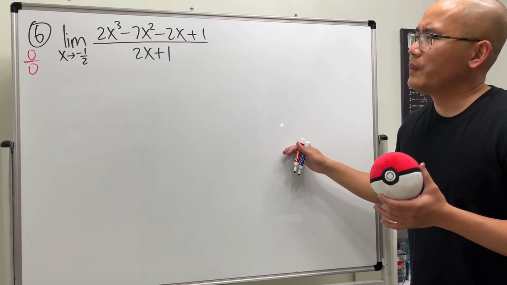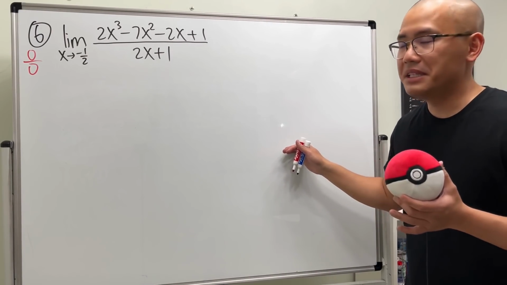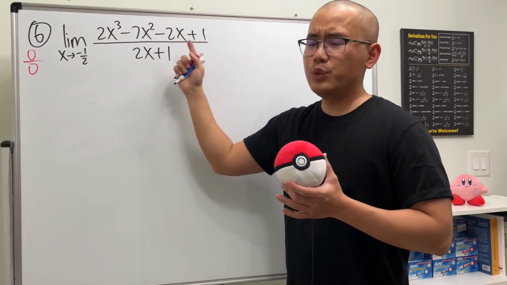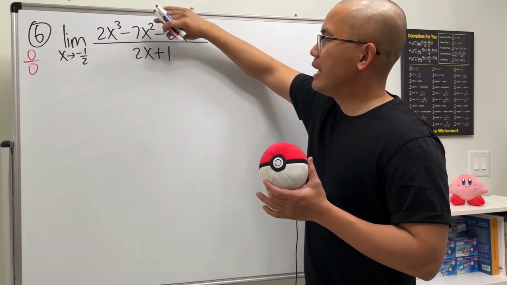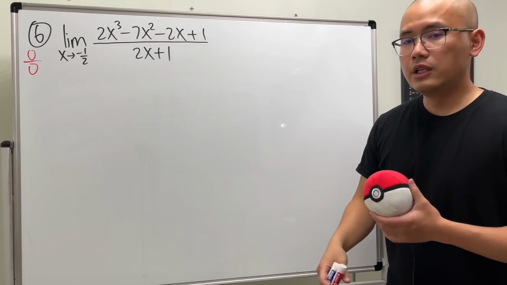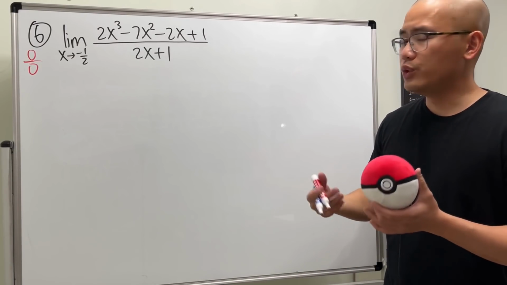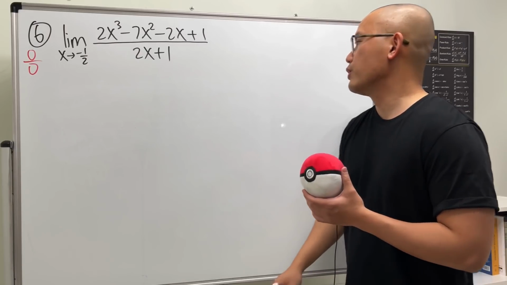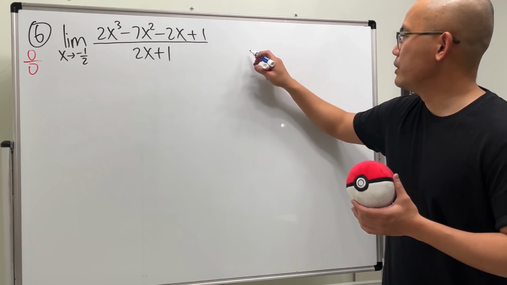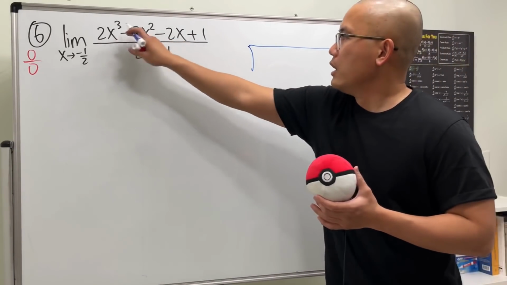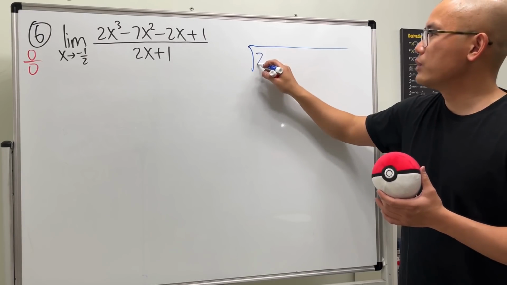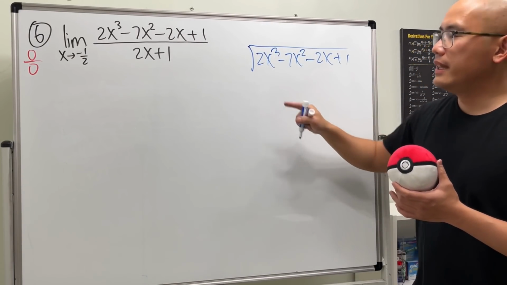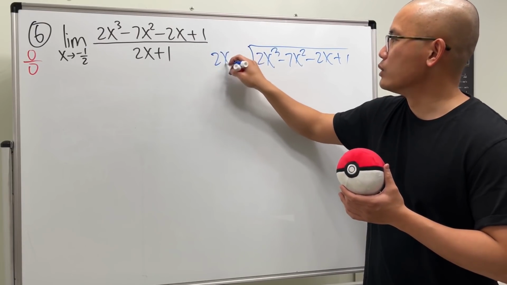For this one though, let me tell you, it's unfortunately not easy to factor the top because we have 4 terms. We can try to factor by grouping, but it's not that easy. And the way that we can reduce this is to use polynomial long division. So let's actually just go ahead and do that. So here, let me put it on the side. Everything on the top inside here, so we have 2x to the third power minus 7x squared minus 2x plus 1. And then I will put down the 2x plus 1 on the outside here.